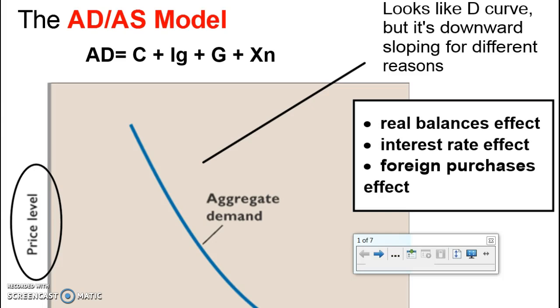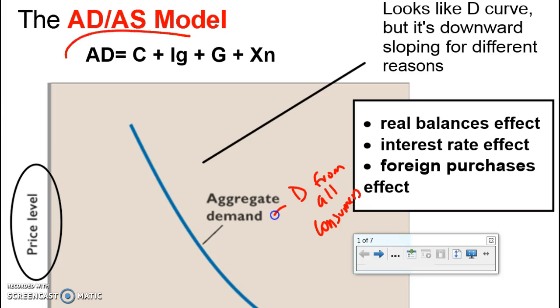So instead of having the income effect and the substitution effect and diminishing marginal utility, there are different reasons for this slope. One thing that you want to understand about aggregate demand is that it represents the demand from all consumers. And all consumers include households, government, business investors, and of course, foreign purchasers.